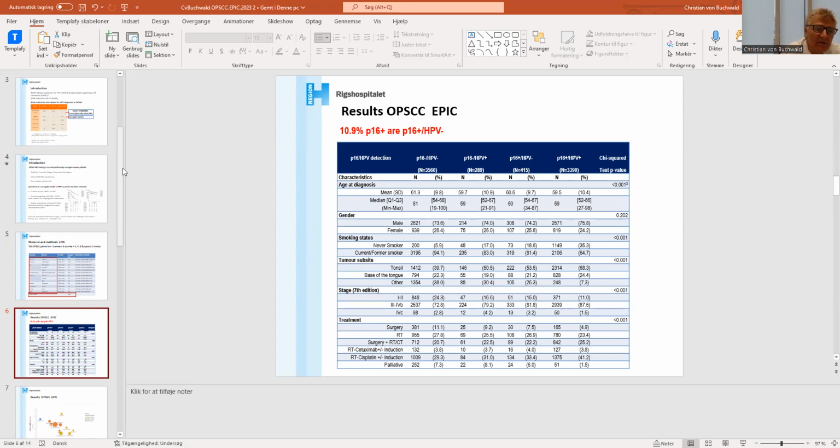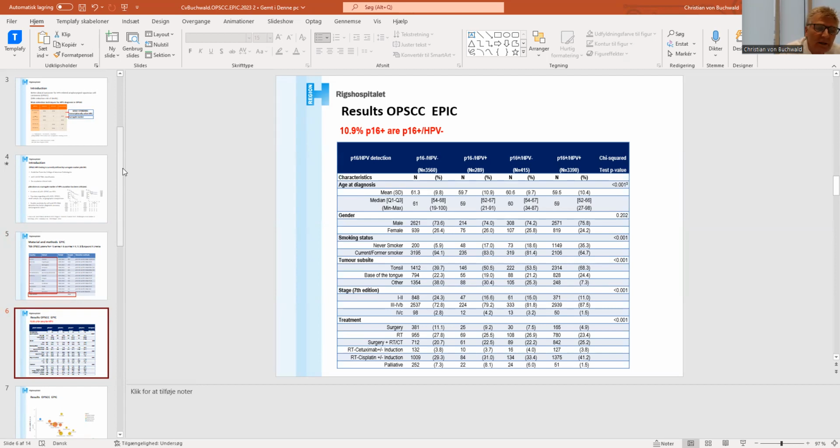When you look at the various demographic data here, you see that we have double negativity, P16 negative and HPV negative, in 3,560 cases, and we have double positivity in 3,390 cases. In between these, we have the discordance groups, with about 289 cases P16 negative HPV positive, and P16 positive HPV negative about 415 cases.